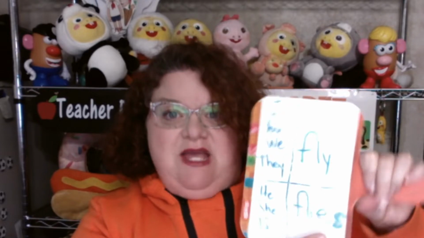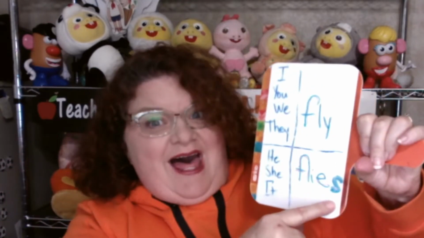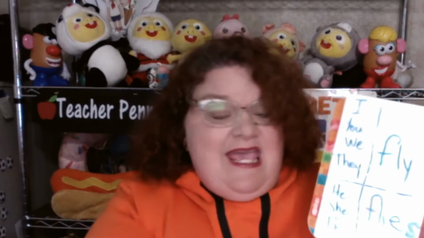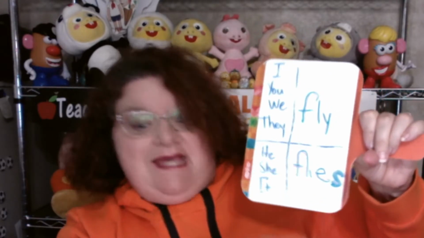Now, go over to the little boy and circle the word flies and point to it here on your board. Flies. Flies. He flies a kite. Who flies a kite? Yes. He flies a kite. Yes, good. My sister flies a kite. Who flies a kite? My sister flies a kite.